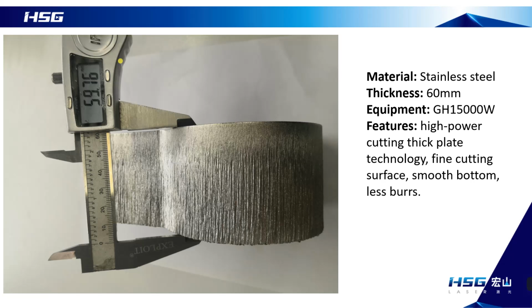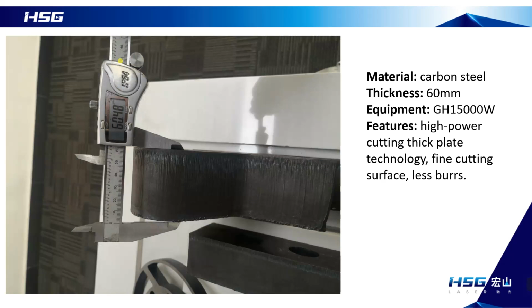This is a 60mm stainless steel cut with a GH 15,000 watt machine. The technology is thick plate high power cutting. It is the same as the 60mm carbon steel plate in the next page.